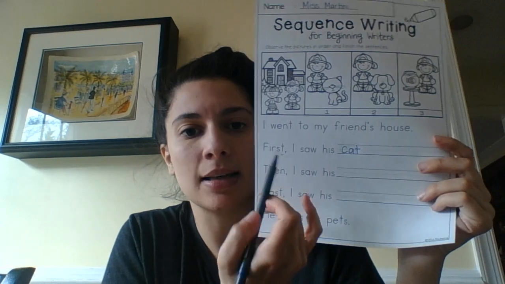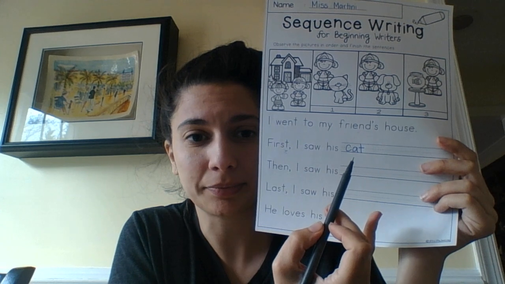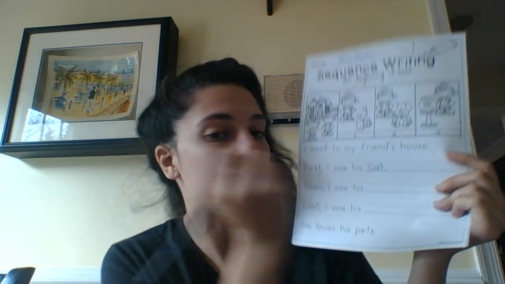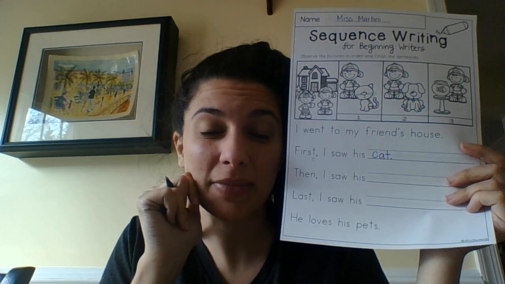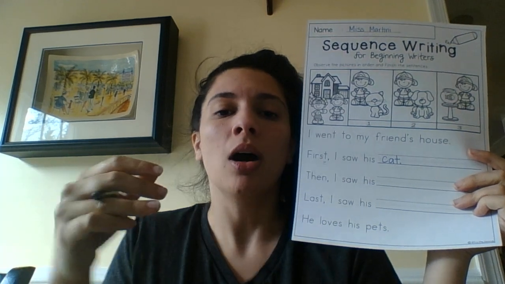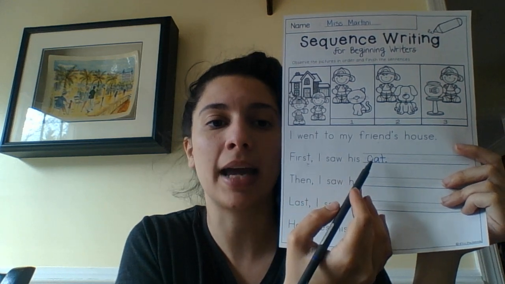So here it says, first, I saw his cat. Now what's super important is that at the end of a sentence, we have to tell the reader that it's the end of a sentence. So I'm going to put a dot here, just like that. That dot is called a period. And that tells the reader, you can take a breath, relax for a second, and then go to your next sentence. So here we wrote, first, I saw his cat.